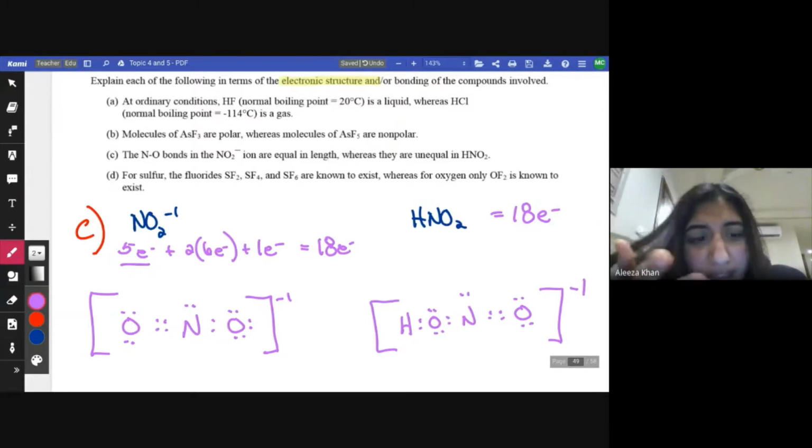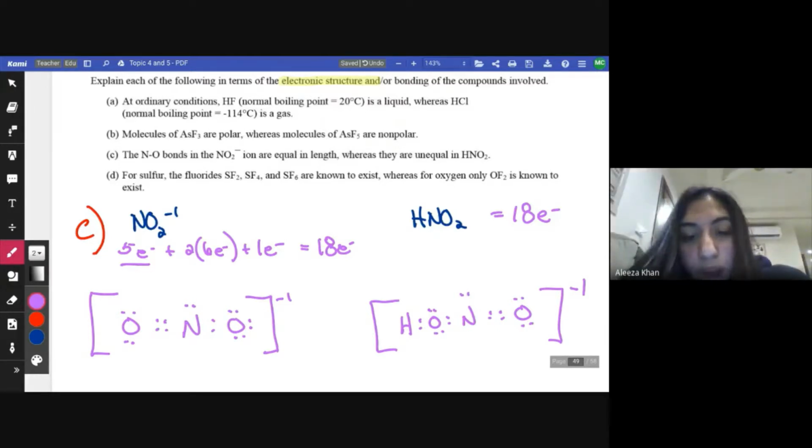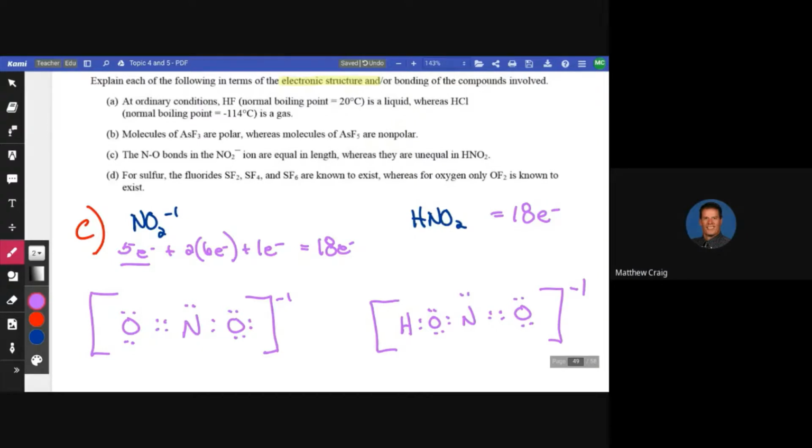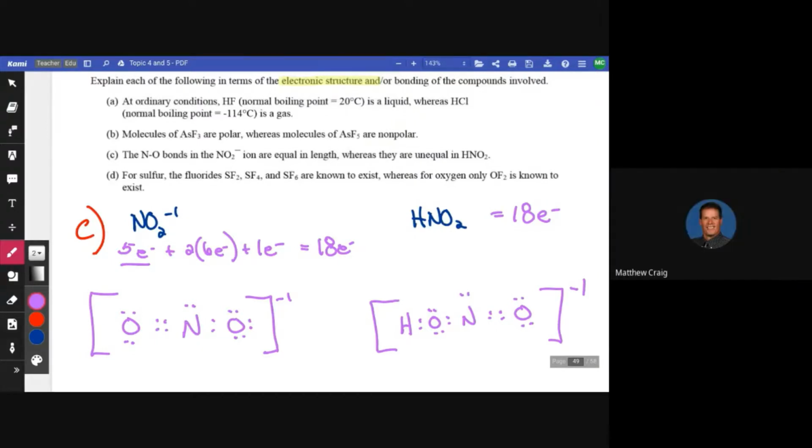There's 5 in the nitrogen and then 2 from the hydrogen. That's 7. Where are you getting 2 hydrogens? I'm looking at 1 hydrogen. Oh, okay, 1 hydrogen, sorry. My bad. Oh, that's all right.